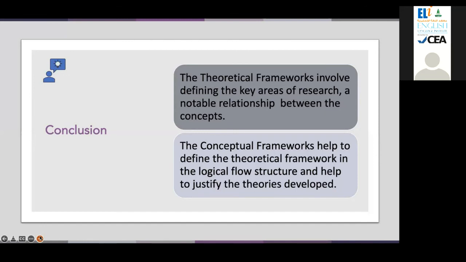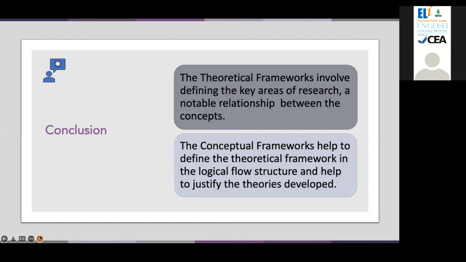And I'm going to conclude here with a very important distinction, just to reiterate what I said in relation to the difference between theoretical framework or theoretical model and conceptual frameworks. Now, remember that a theoretical framework shows the relationship between the variables and the concepts, and it's a theory that's already established in the literature.